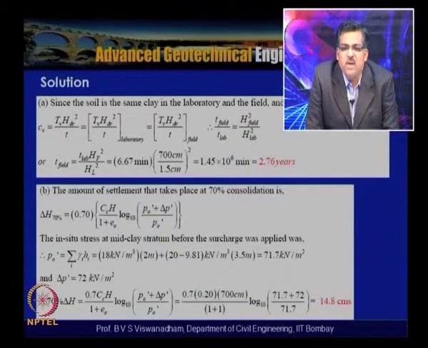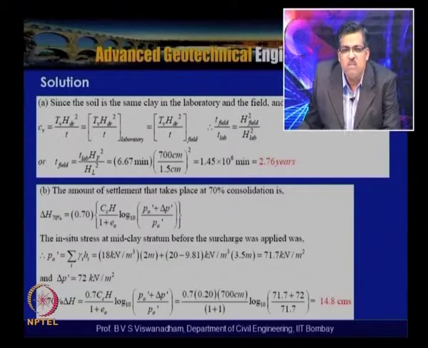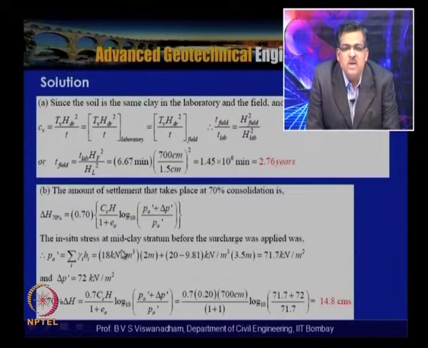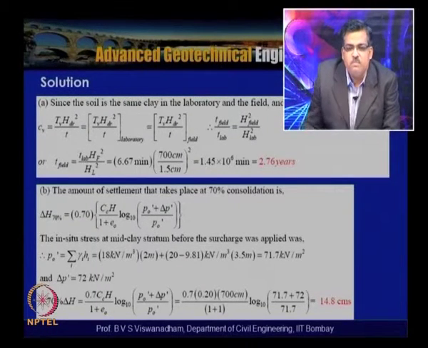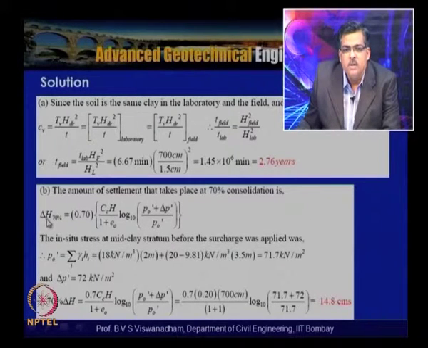So, the amount of settlement that takes place for 70% consolidation can be estimated like this. We know that the degree of consolidation is nothing but the settlement at 70% consolidation to the final consolidation settlement. We know the final consolidation settlement expression, so we use this. Delta H 70% is equal to 0.7 Cc by H, with H the full thickness of 7 meters, over 1 plus e naught, log of sigma naught dash plus delta sigma dash by sigma naught dash.